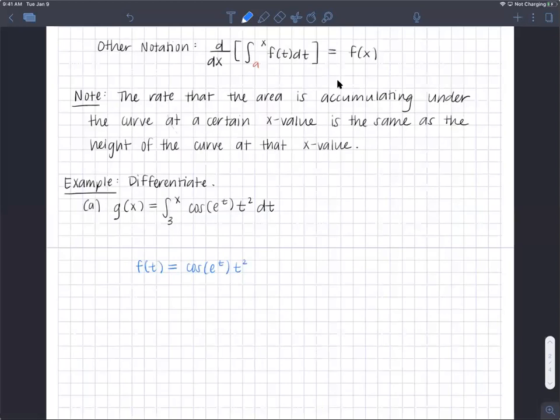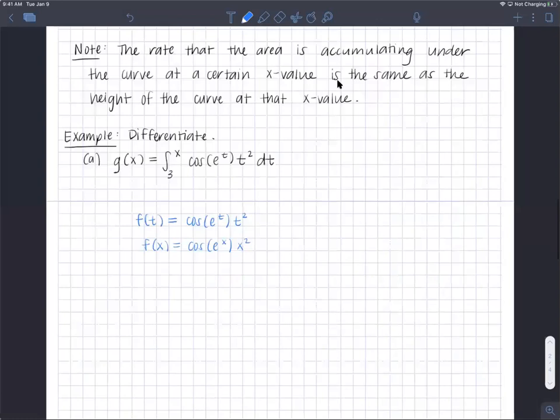If you look at this right here, what this is saying is that you basically just take f of t, and then when you take the derivative of the integral of that, you're just getting f of x. So here, f of x would just equal cosine of e to the x times x squared. So that means g prime of x is equal to f of x, which is equal to cosine of e to the x, x squared. Any questions about this first part?